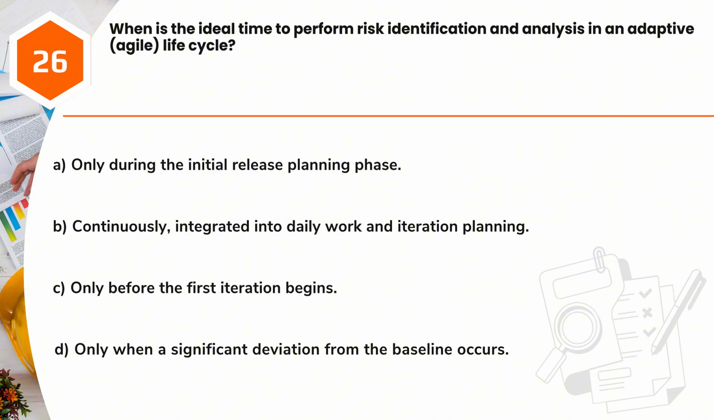Question 26. When is the ideal time to perform risk identification and analysis in an adaptive, agile life cycle? A. Only during the initial release planning phase. B. Continuously integrated into daily work and iteration planning. C. Only before the first iteration begins. D. Only when a significant deviation from the baseline occurs.